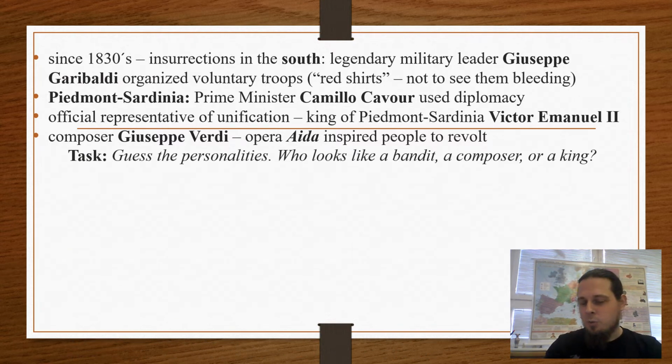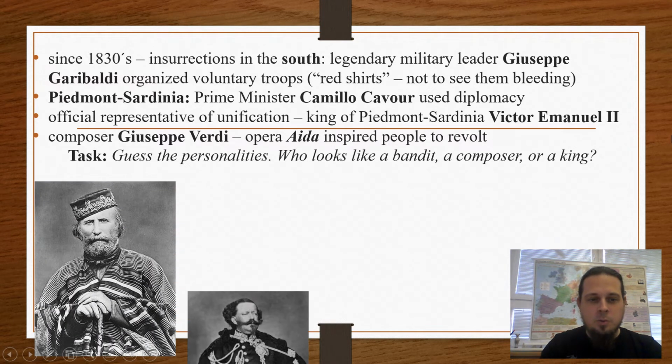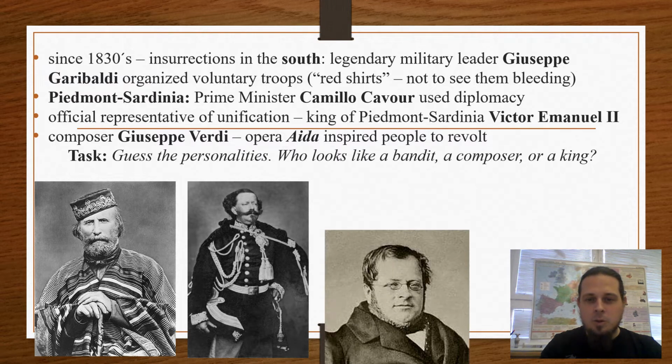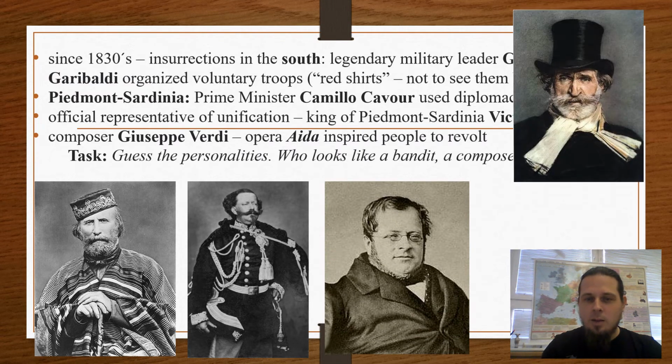Now I have a task for my students. You can guess too. Right now, guess the personalities. So who looks like a bandit, like a brigand from the south, like Giuseppe Garibaldi? Who looked like a composer? That was Verdi. And who looks like a king? So you got a few names. Okay, and the last one.